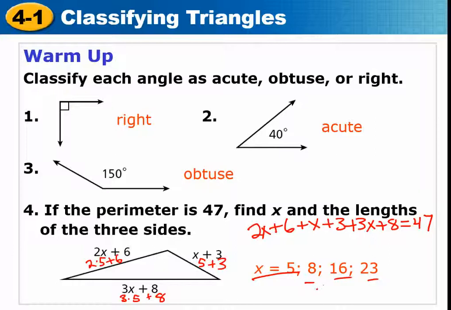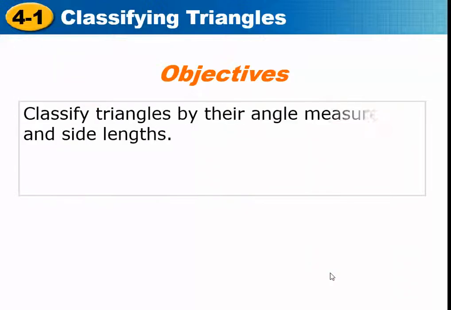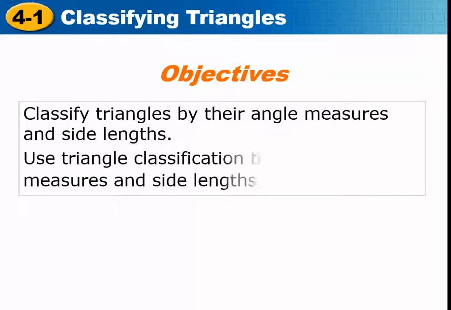So hopefully that was not too difficult, and now we'll move on to the objectives for our lesson today, which are to classify triangles by their angle measures and by their side lengths. There's two ways to classify triangles, and also to use these classifications to find angle measures and side lengths of triangles. All right, let's get going.